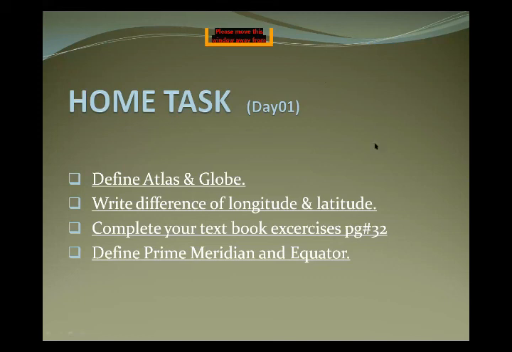Write the difference of longitude and latitude. Now, the second question is already mentioned in your slide. Complete your textbook exercise page number 32. Define prime meridian and equator, which I have already shared in the slides, where I discussed the topic of prime meridian and equator. You can take the screenshot from that.